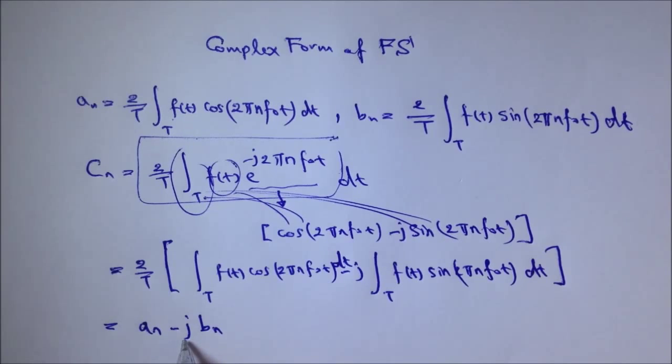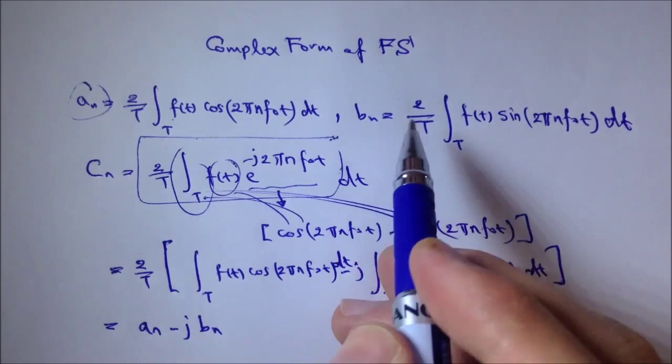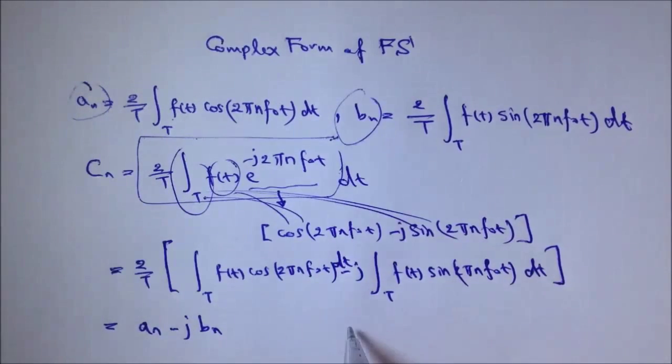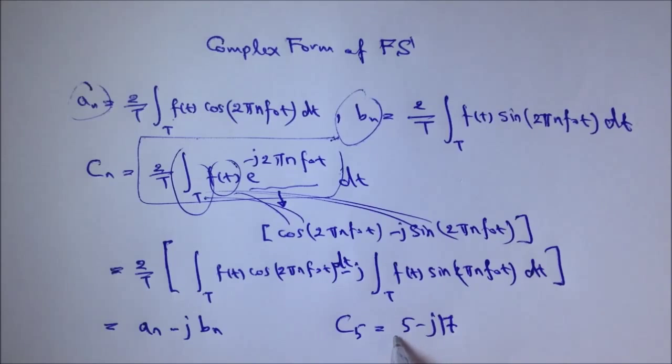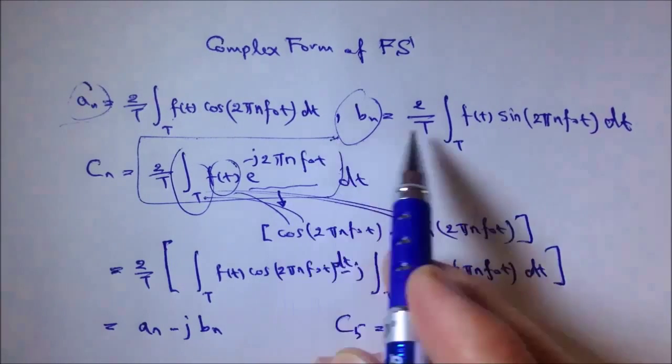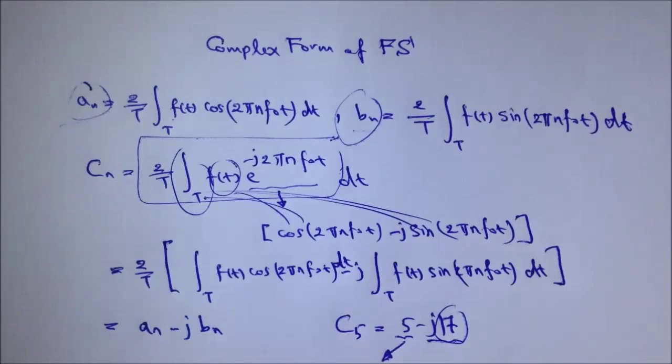Now this j is very important. It makes sure that there will be no interaction between the magnitude of the cosinusoid components and the magnitude of the sinusoid components. For example, if you got c sub 5 equals 5 minus j 17, you're sure that this 5 equals the magnitude of the cosinusoid component and the 17 equals the magnitude of the sinusoid component.